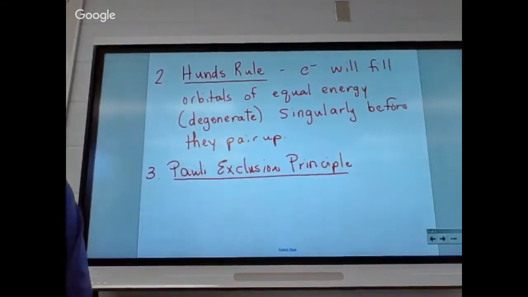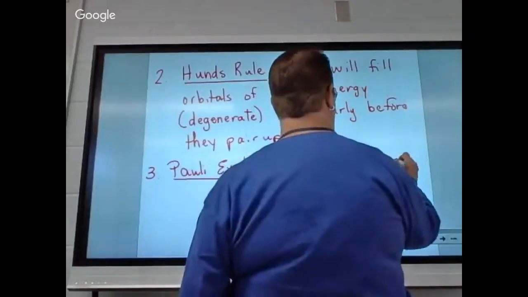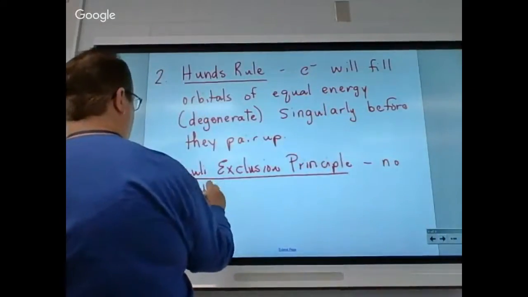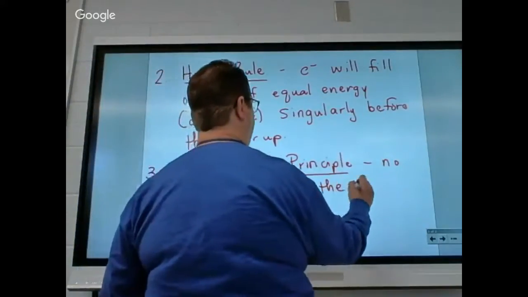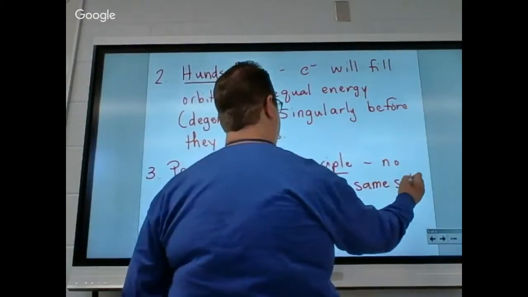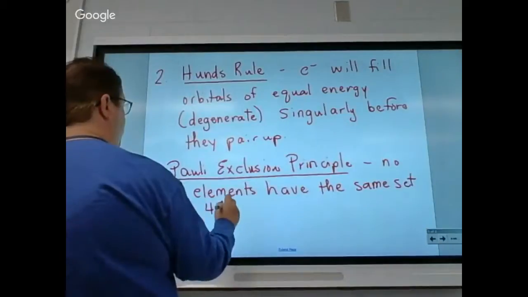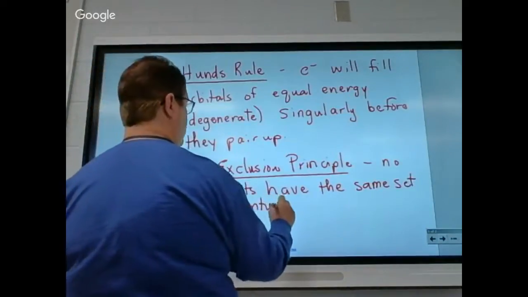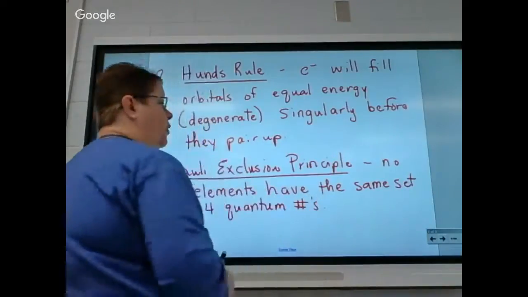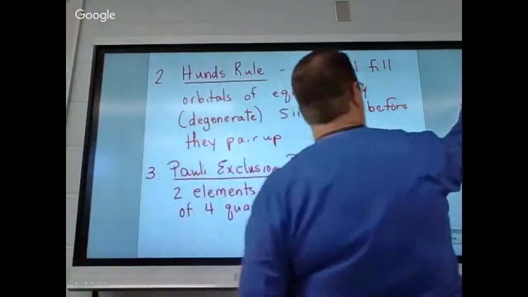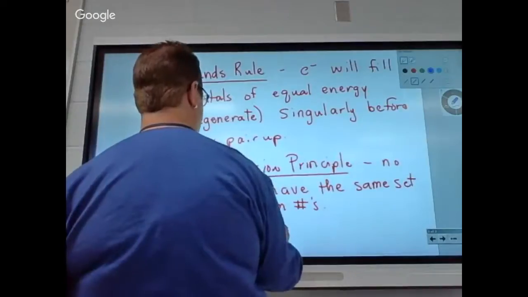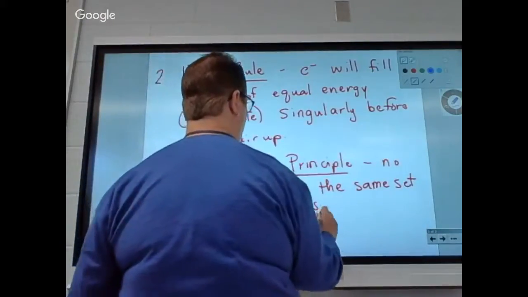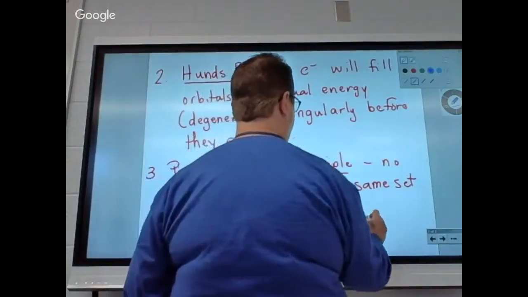And the last one, the Pauli exclusion principle. No two electrons have the same set of 4 quantum numbers, which basically means they all have different orbital notations.